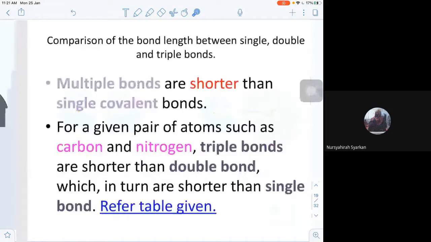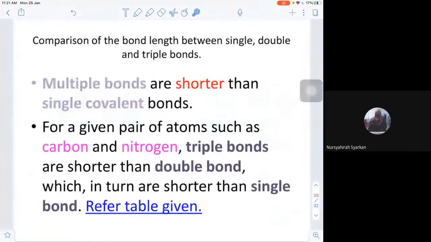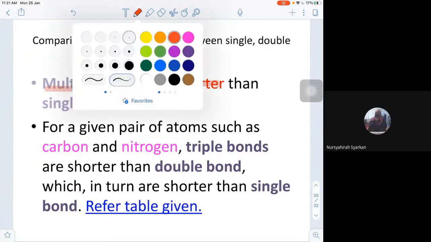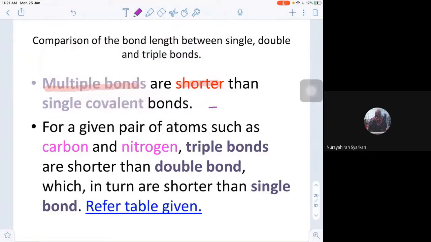Okay, it is not just size. The bond order, or the number of bonds made, also determines the length, in which a multiple bond will be shorter than a single bond. It means that a single bond is longer than a double bond, and a double bond is longer than a triple bond. A triple bond is the shortest one, and a single bond is the longest one.